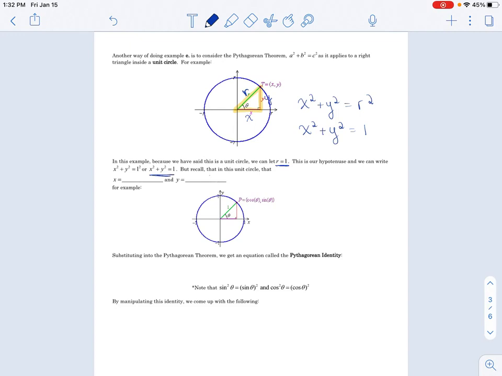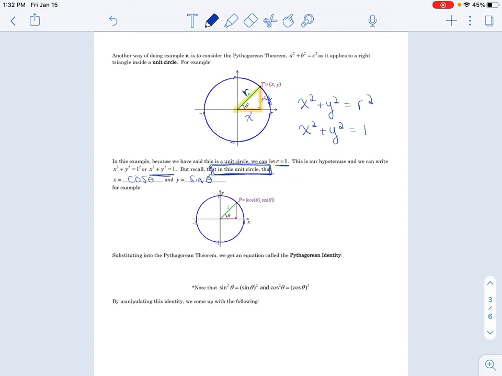Now, we remember that in the unit circle, not when you're not in the unit circle, your x's are sine. Oh, no, they're not. I always do that just because they're first. Your x's are your cosine theta, and your y's are your sine theta.